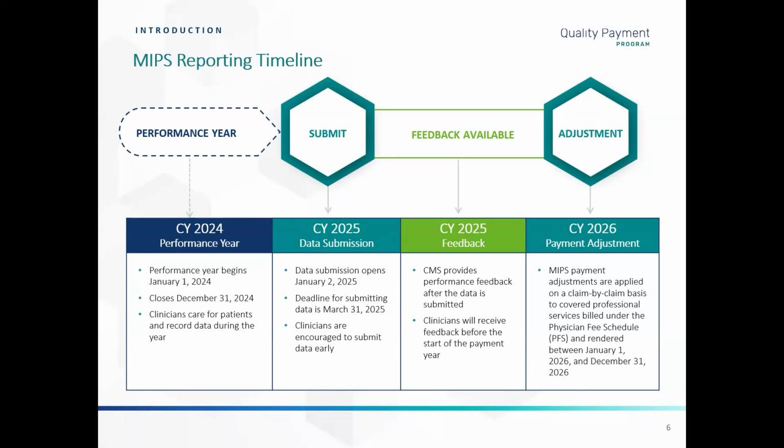Now I'm going to discuss when the feedback is available for 2024. So the feedback will be available in 2025, which is usually around this summer. Now, payment adjustments. So for your 2024 performance period or performance year, your payment adjustment will be made available for the 2026 payment year. Next slide, please.